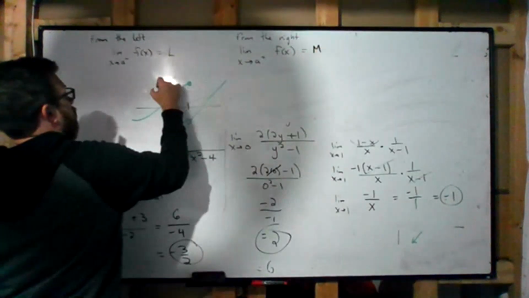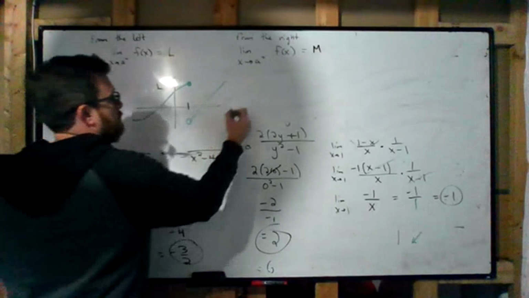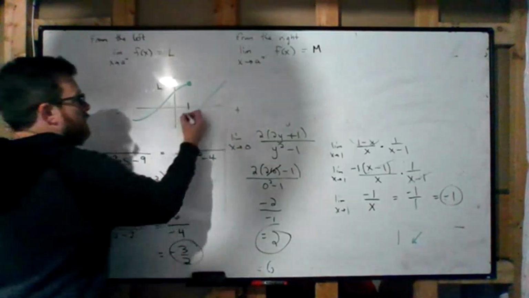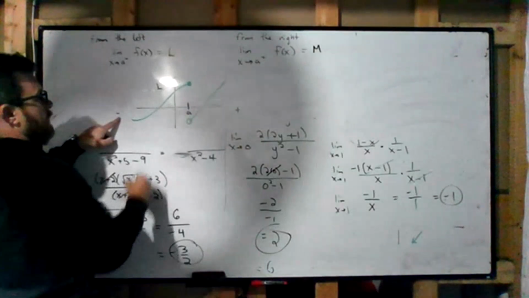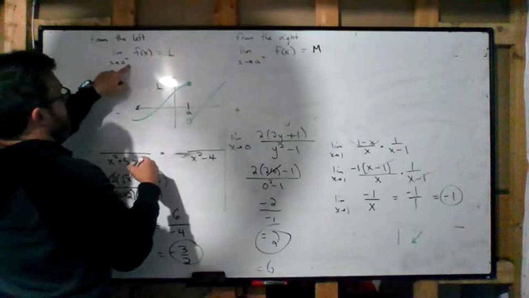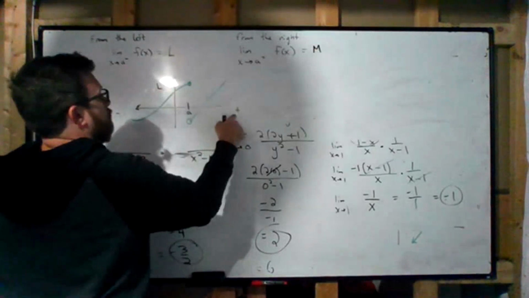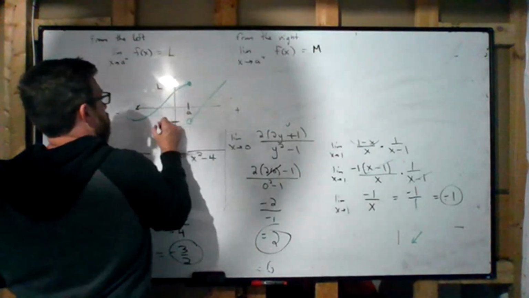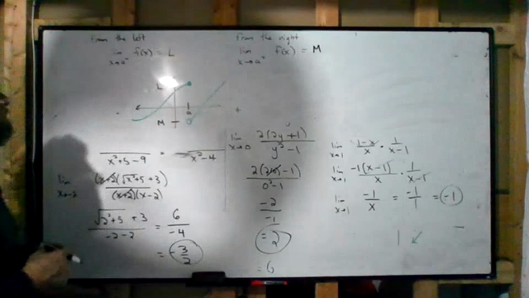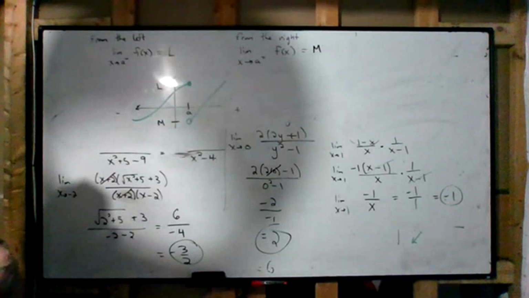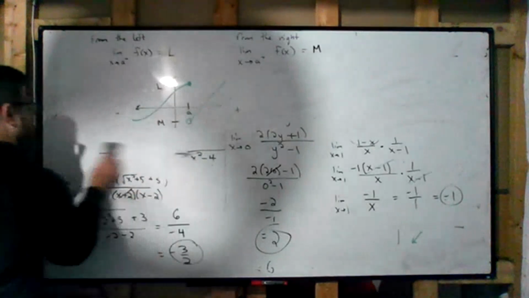This one might be L. So I'm approaching from the negative side as opposed to approaching from the positive side. So this is A. This is A from the negative side. The limit as x approaches A from the negative side would be equal to L. Then the limit as x approaches A from the positive side would be equal to, well, this would be M. M is the negative number, clearly, but it would be M.